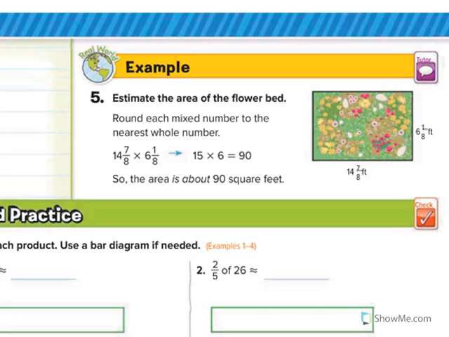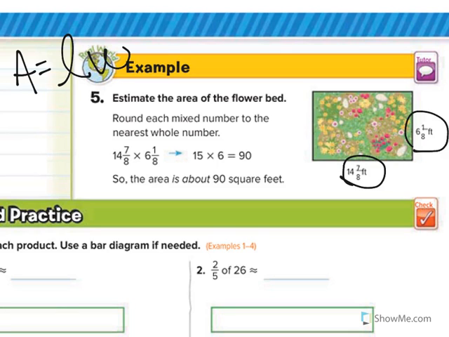The last example, example 5, looks at a real-world problem. It asks us to estimate the area of the flower bed. In order to do this, I need to first understand that to find the area of a rectangle, I would do area equals length times width. So I would need to multiply my two measurements, my length times my width.